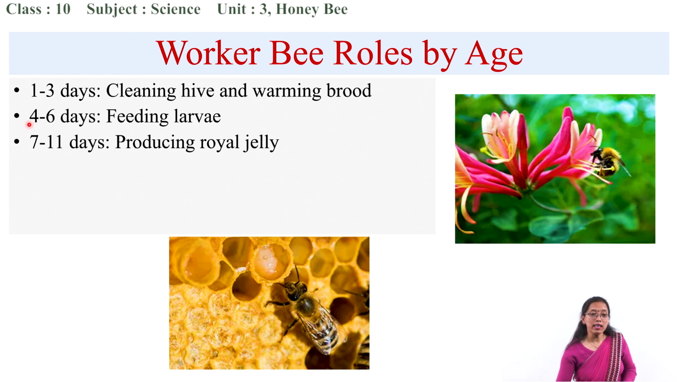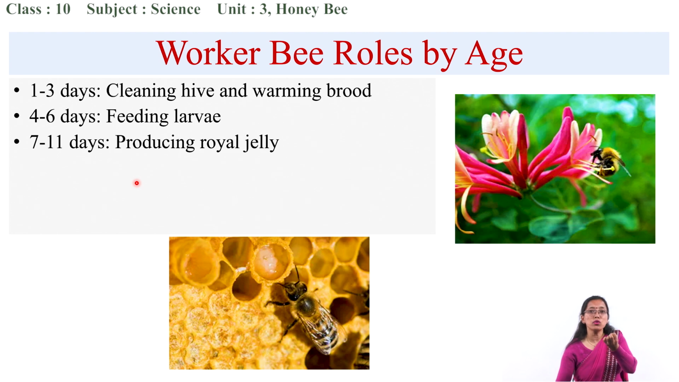And in case of 4 to 6 days, they used to feed the collected honey and nectar which is stored in their honey cells or honeycomb. They used to feed them bee bread and honey. In 7 to 11 days, what do they do? They used to feed the royal jelly.